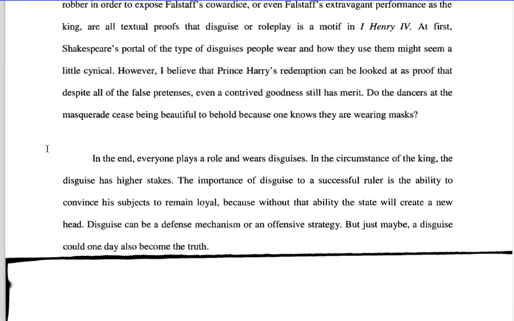And again, the point I want to make is about the conclusion. You want to conclude a paper, if you can, by tracing the larger implications of why your analysis of this play and this particular theme is important. Everyone plays a role and wears disguises. In the circumstance of the king, the disguise has higher stakes. The importance of disguise to a successful ruler is the ability to convince his subjects to remain loyal, because without that ability, the state will create a new head. Disguise can be a defense mechanism or an offensive strategy, but just maybe a disguise could one day also become the truth.